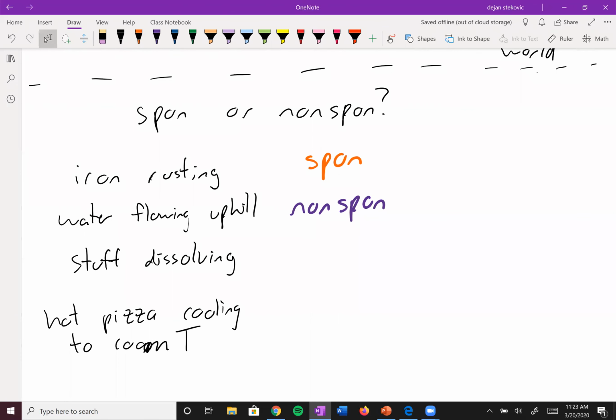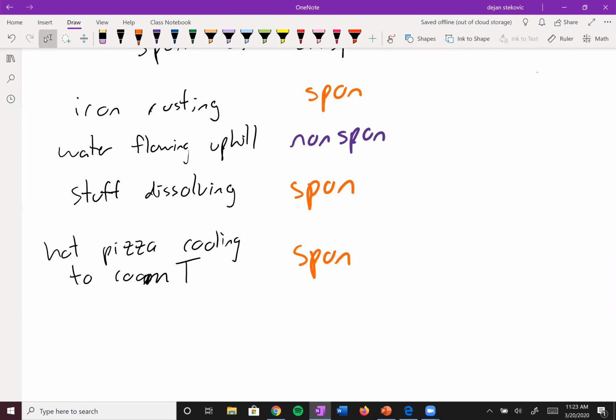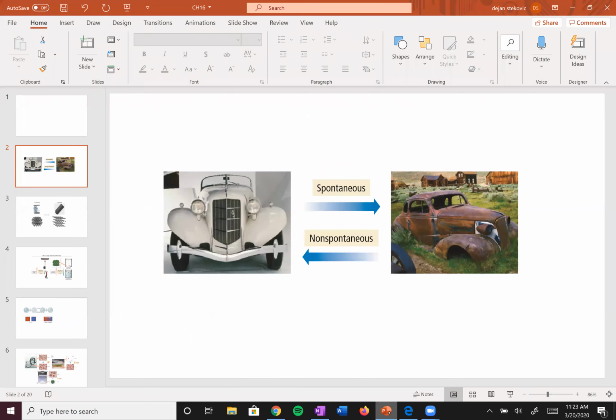Next up, we have things dissolving. If you just toss some sugar in a glass of water without stirring, will it eventually dissolve? The answer is yes, it will eventually dissolve until the solution becomes saturated. So this is also a spontaneous process. Next up, we've got a hot pizza cooling to room temperature. You ordered your hot pizza and you're just letting it sit there on the counter. Maybe you forgot about it. Will it cool to room temperature by itself without you doing anything? The answer is yes. So this is indeed a spontaneous process. So I've got a little picture here for you.